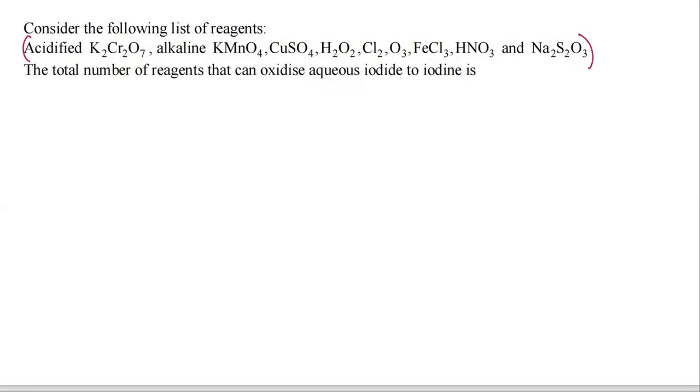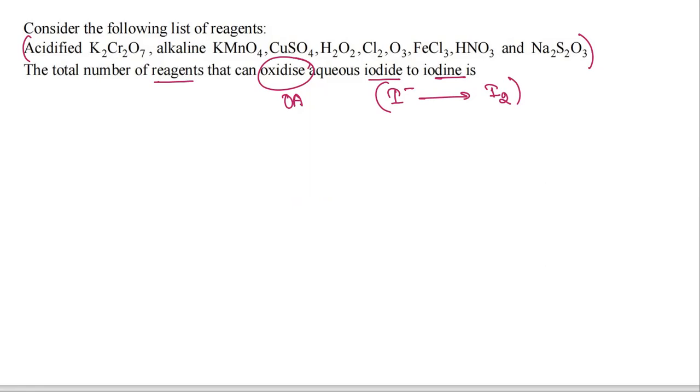You need to say the total number of reagents that can oxidize, okay? So they should be like oxidizing agents in order to oxidize iodide to iodine. So we have this as the iodide and we need to convert this into iodine. If you have to make this kind of conversion, then what oxidizing agents may I use among all these reagents? This is the question.